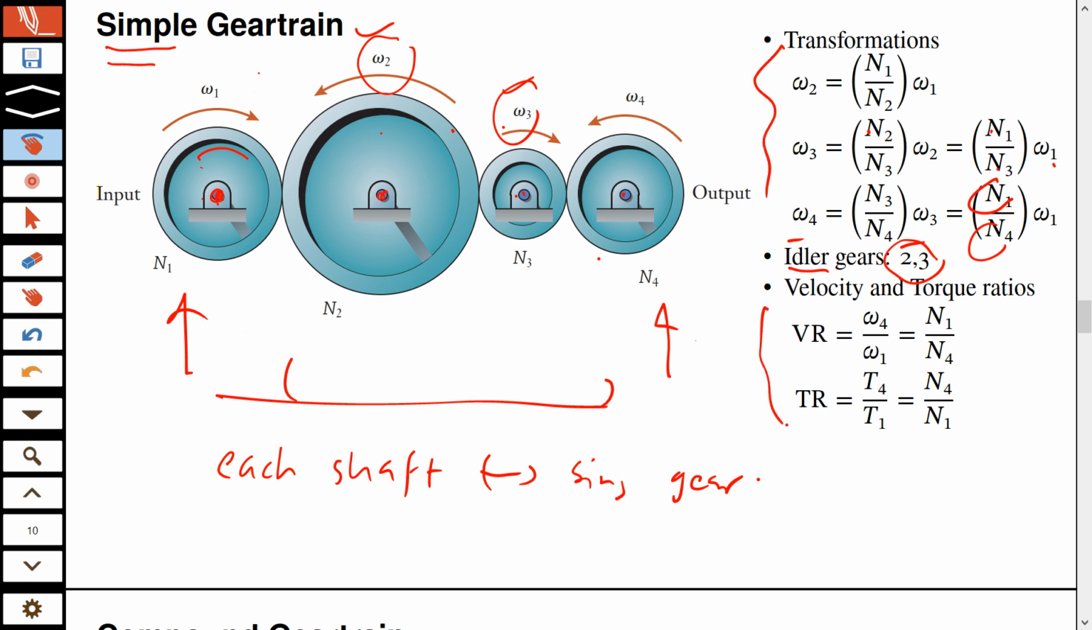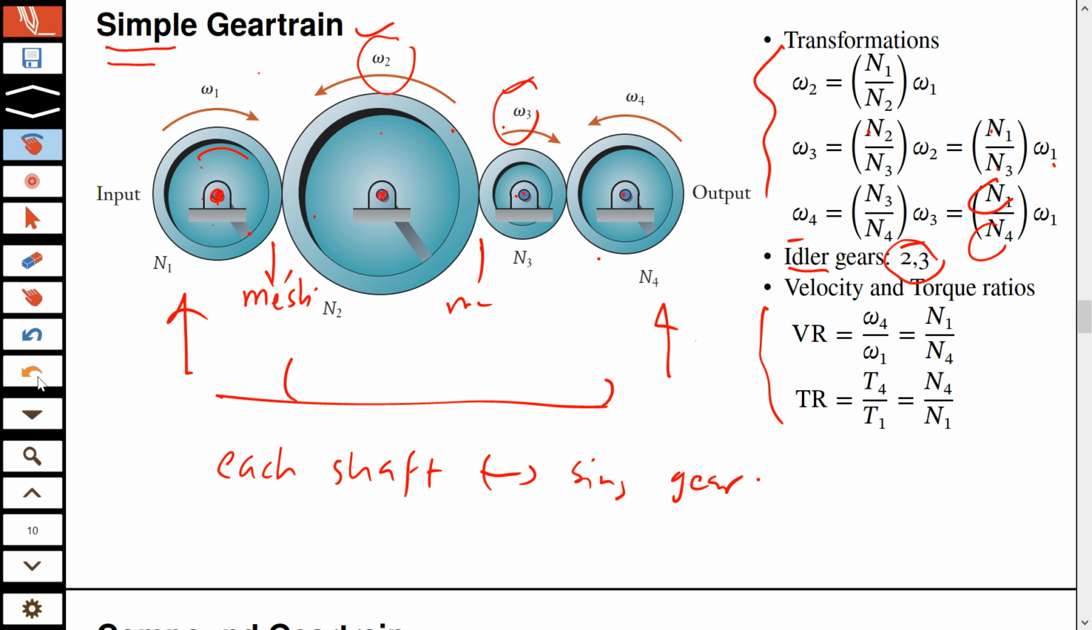Okay, because between two gears there is only one point of meshing. So there is meshing between 1 and 2, there is meshing between 2 and 3, there is meshing between 3 and 4. There is no double meshing or triple meshing. That's why these relationships are simple.